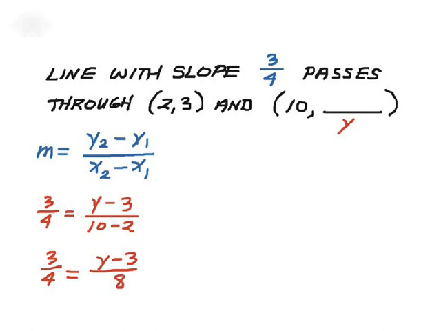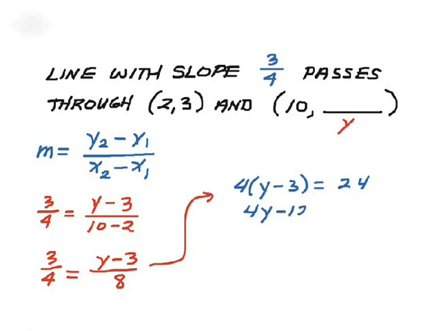And this is a simple proportion, so I can cross multiply to solve that, and I would get 4 times the quantity y minus 3 is equal to 3 times 8, which is 24. So I can either distribute that 4 or divide both sides by 4, either way, and solve for y. So y is 9. And that's it for slope.